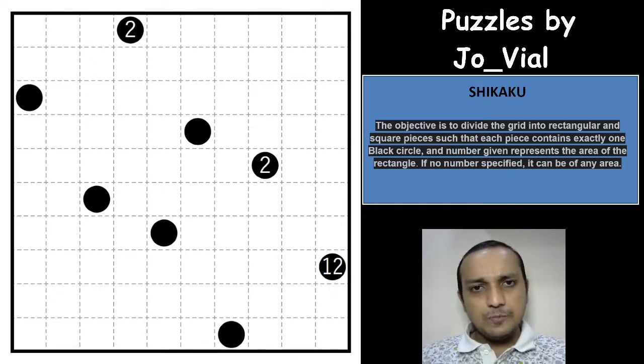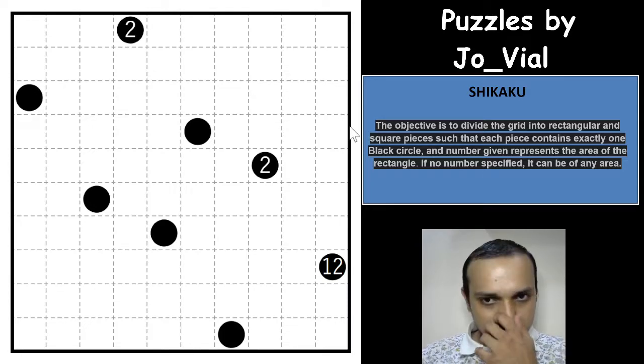Very simple rules. I'll again brief you with the rules. You have to divide the grid into rectangles or squares, in which every rectangle or square will have exactly one black circle, and if a number is given, it will represent the area of the rectangle or the square. And if no number is specified, the rectangle or the square can be of any area. And with that we'll start solving this puzzle.